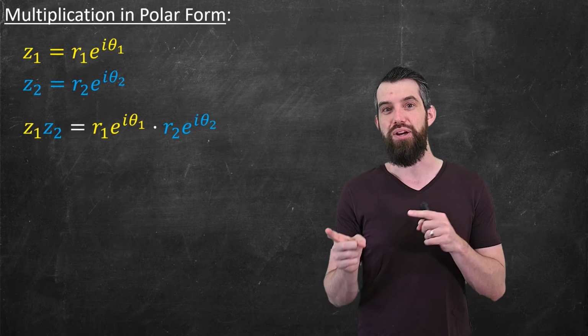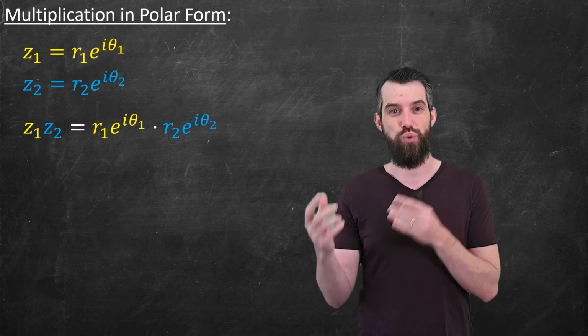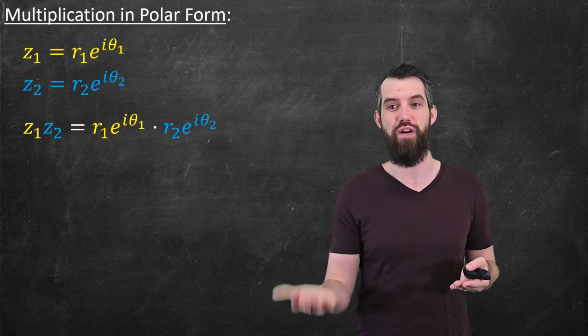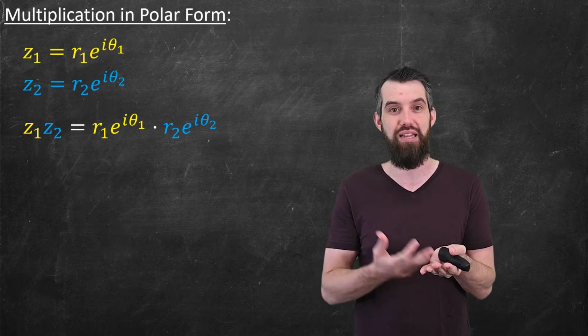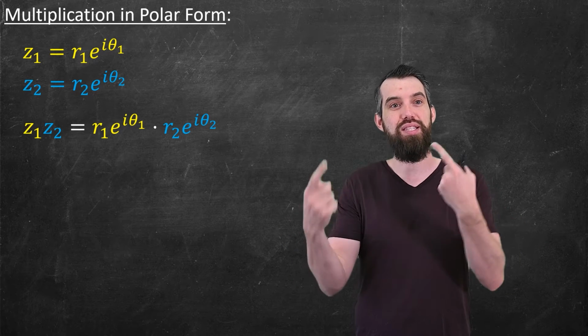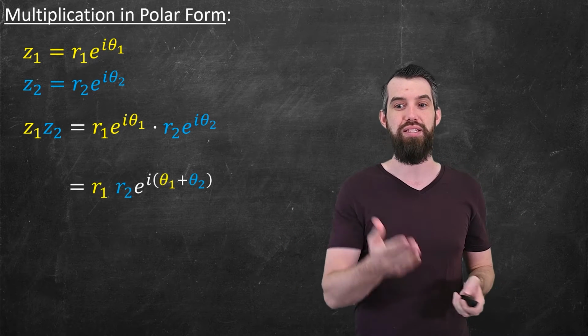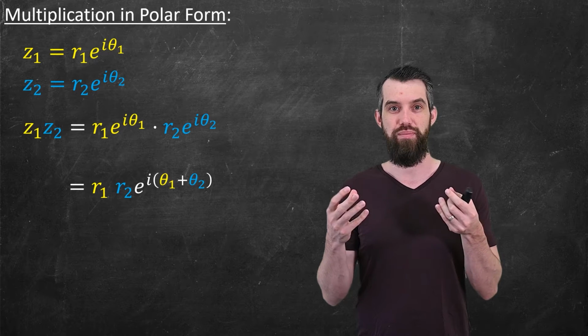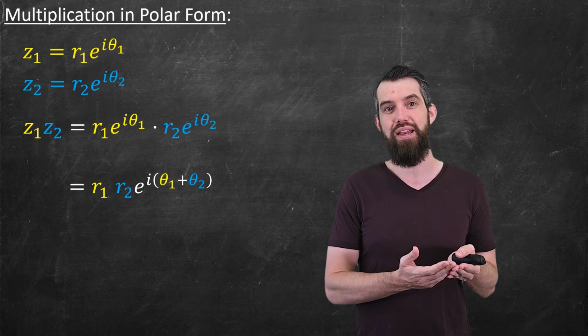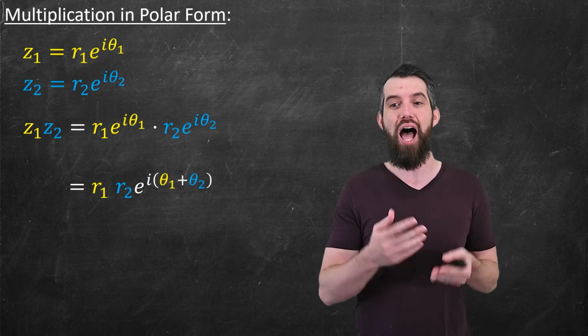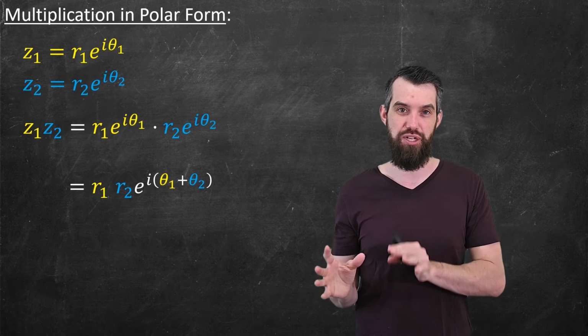The point here is that I can use rules about exponential functions. So for example, if you take the product of e to the something and e to the something else, then you get the sum up in the exponent. That is, the coefficients out the front, the r1 and the r2, can just be multiplied together. And then in the exponent, it's e to the i (theta 1 plus theta 2).